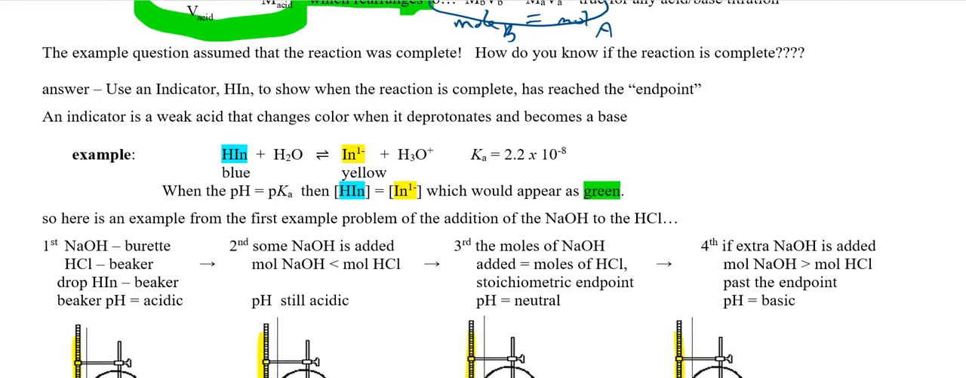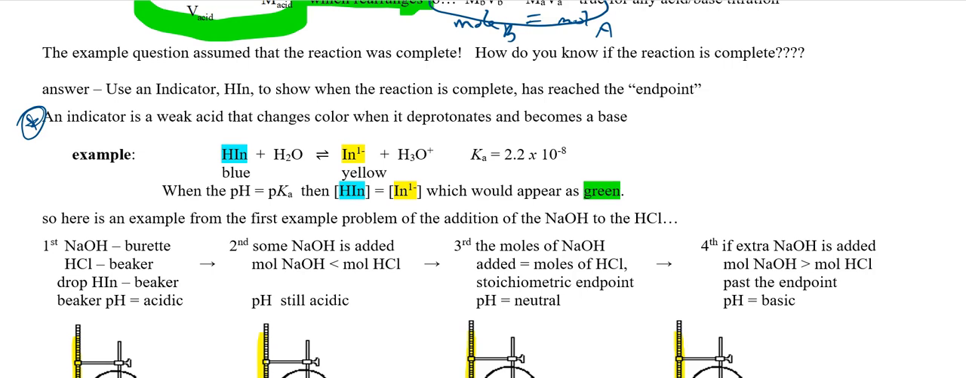Well, how do you know if that's true? That's actually a really good question. What you add is an indicator right here, okay? An indicator is a weak acid that changes color when it deprotonates. They're really big molecules, and the deprotonation causes a shift in the double bonds, and that shift in the double bonds causes it to absorb light differently, which changes the color.